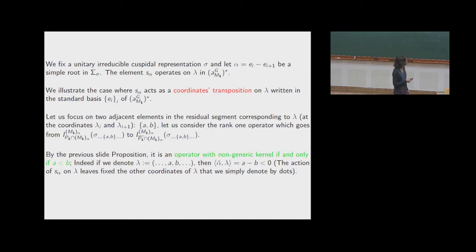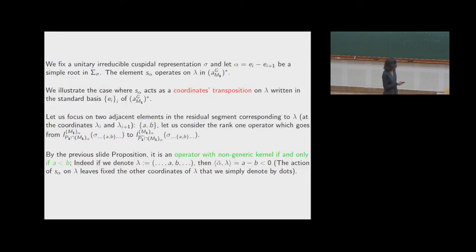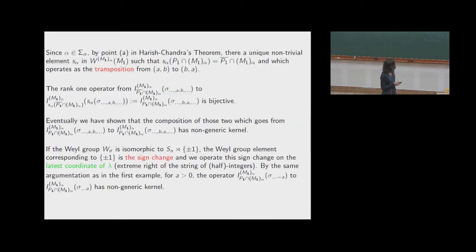So you start with this map, which appears in the Harish-Chandra context. So you start from this map and you go to the opposite parabolic. So by the theorem of Harish-Chandra, you know that this map, you are there. So you have this s_α which fixes σ. So this second map is the one of Harish-Chandra.